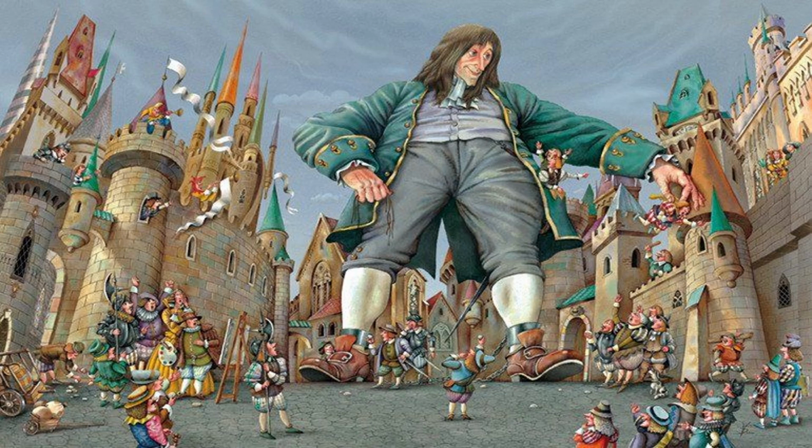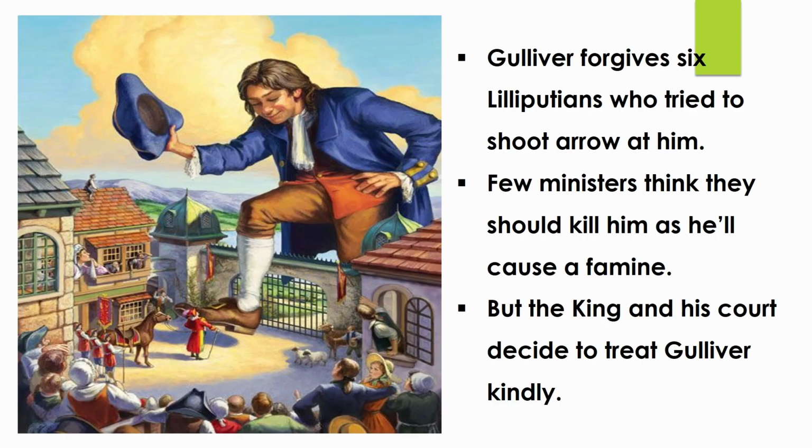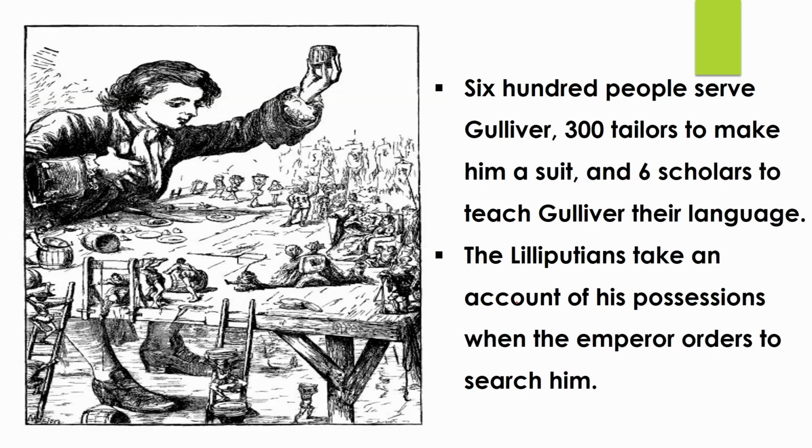Gulliver puts 5 of them into his pocket and pretends that he is going to eat the 6th, but then cuts loose his ropes and sets him free. He does the same with the other 5, which pleases the court. Gulliver spends about 2 weeks sleeping on the floor of the temple. Then a bed is made for Gulliver by joining 600 small beds.